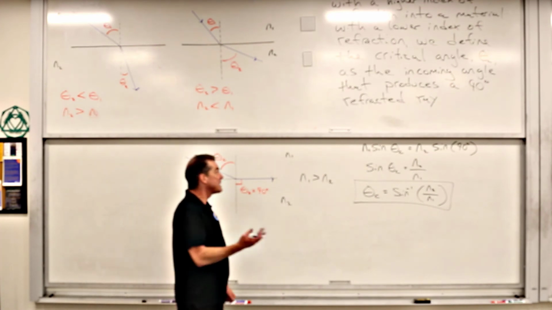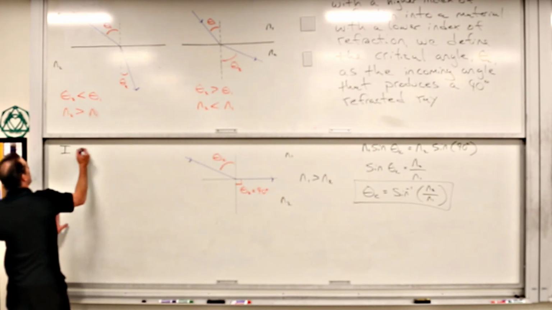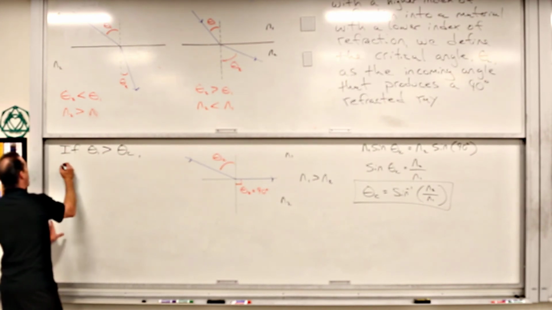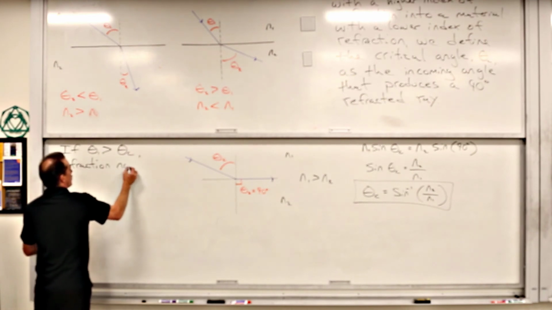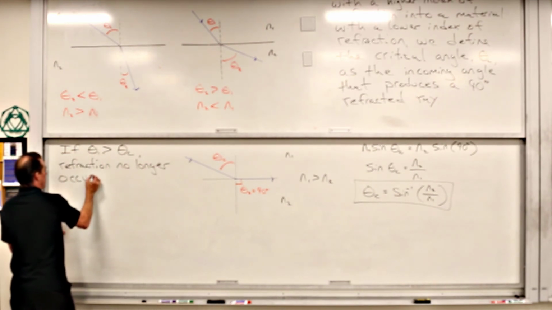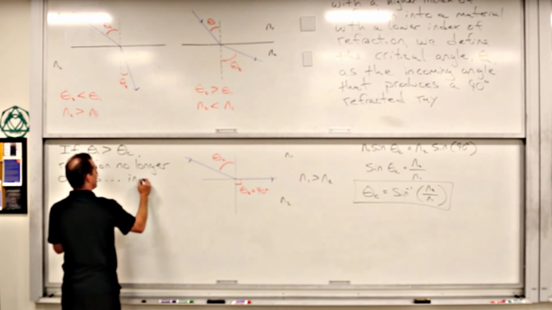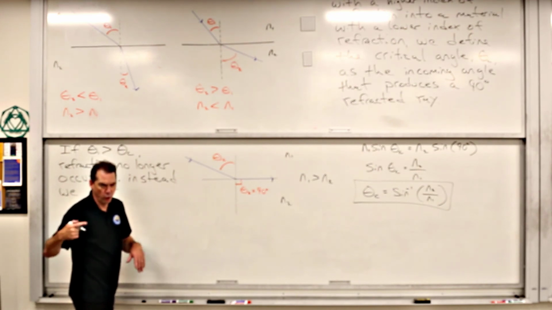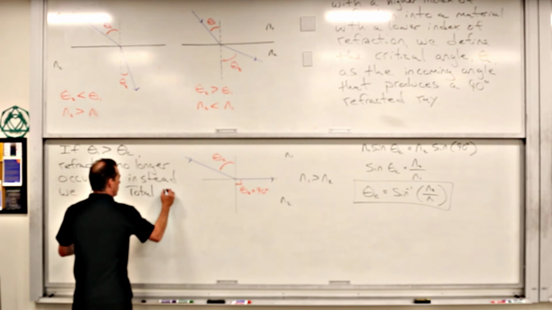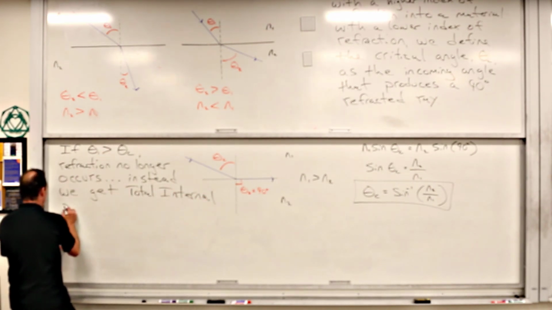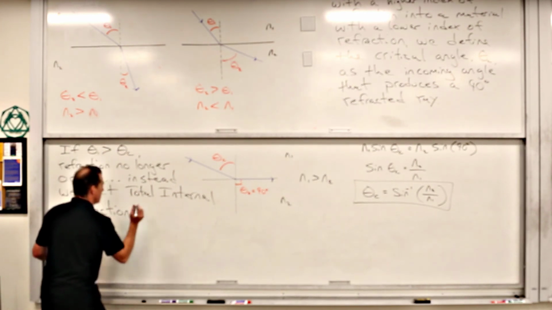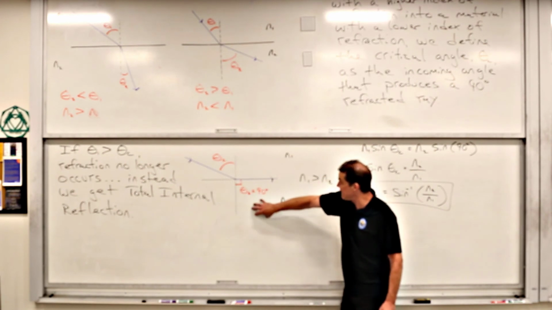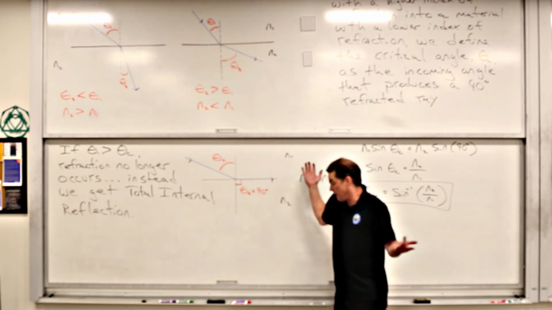Now the question becomes, what happens if we exceed the critical angle? If theta 1 is greater than theta sub c, refraction no longer occurs. Instead, we get what is called total internal reflection. What does that mean? Well, total internal reflection just means that you get reflection instead. It stays in this given material. It doesn't enter this material at all. It just seems like the surface is a mirror in a sense.